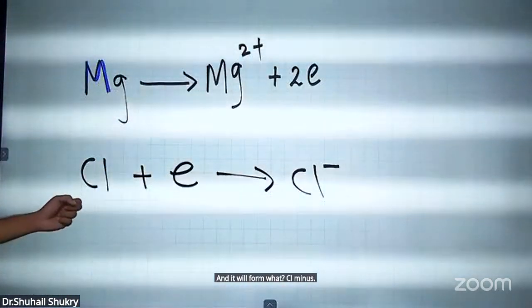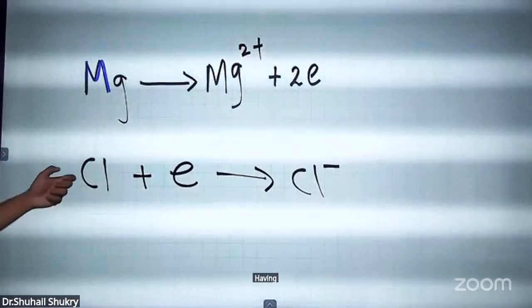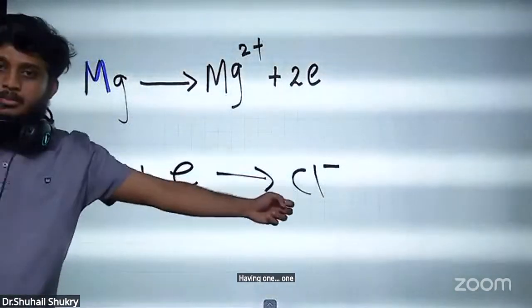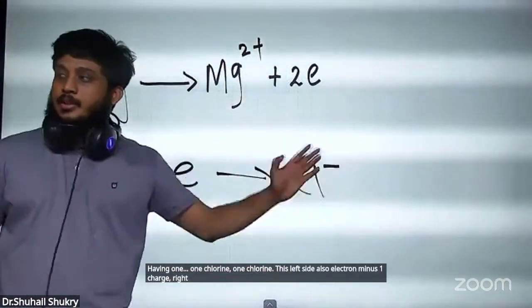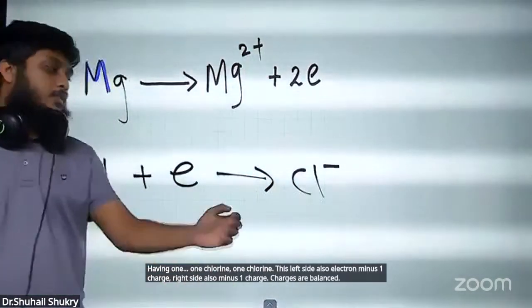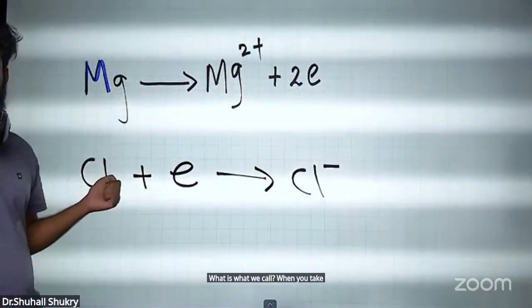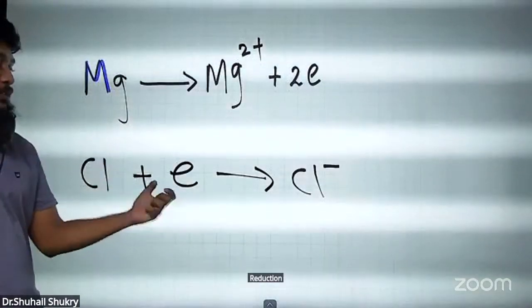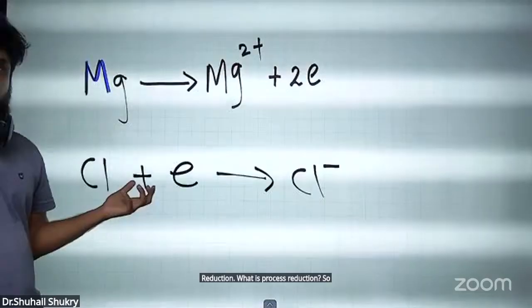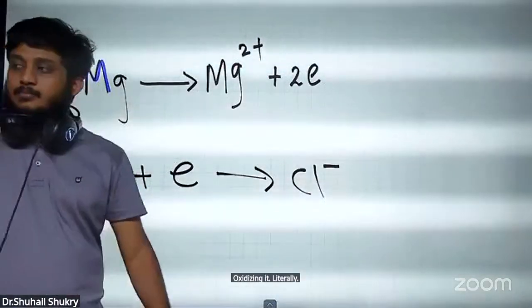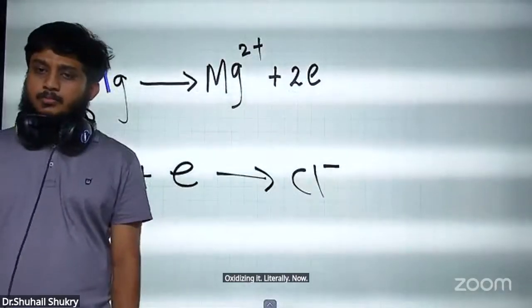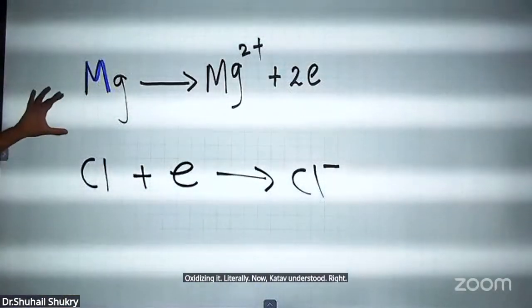One chlorine on each side. The left side has an electron, meaning minus 1 charge, and the right side also has minus 1 charge. Charges are balanced. When you take electrons, what do we call this process? Reduction. So the species undergoing reduction is called the oxidizing agent. Now, understood?